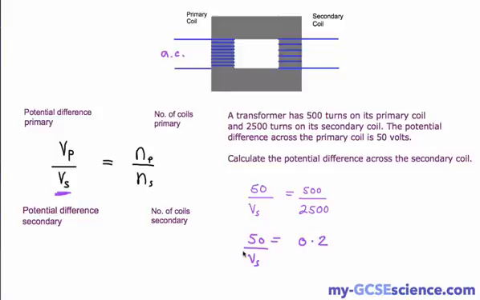which you do need to be a little bit in order to do these sums, you can rearrange, so we will have this here, so we have Vs is 50 over 0.2, and the answer then is 250, and it's the voltage or the potential difference across the secondary coil, so it's 250 volts. So we can see we've gone from 50 volts up to 250 volts. This is a step-up transformer.